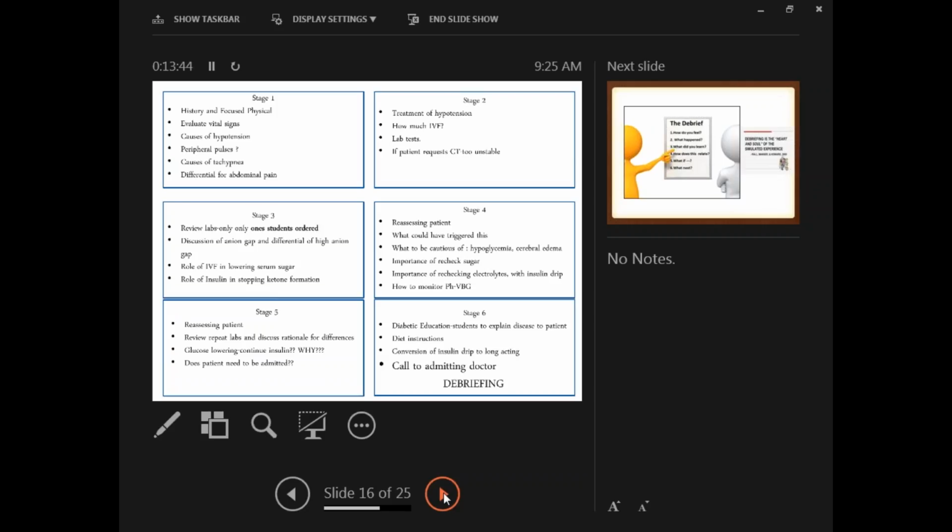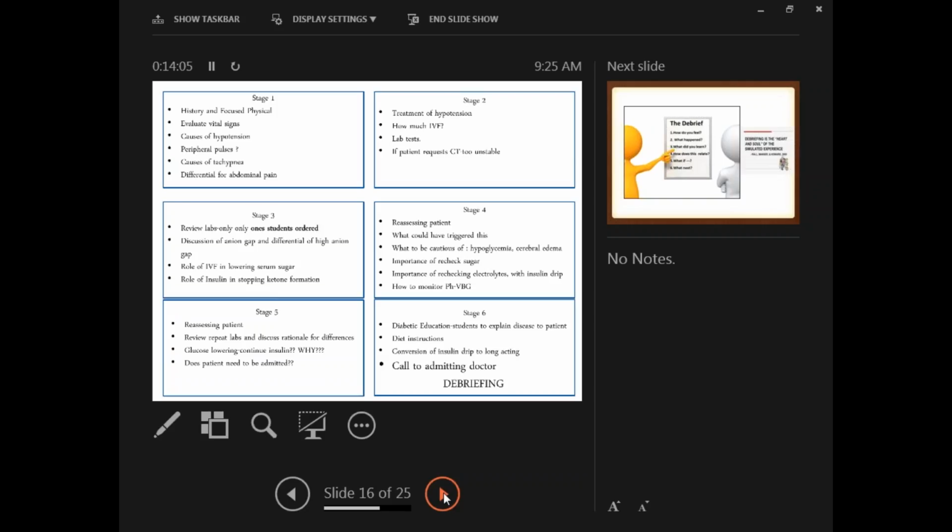Importance of rechecking the sugar. So again, to avoid hypoglycemia. Why do we need to recheck electrolytes? So at the beginning, when you're discussing the labs in stage 3, the potassium was very high. So a discussion about why the potassium is so high in this case, and what's going to happen to the potassium when patients are given insulin. So we need to recheck those electrolytes.